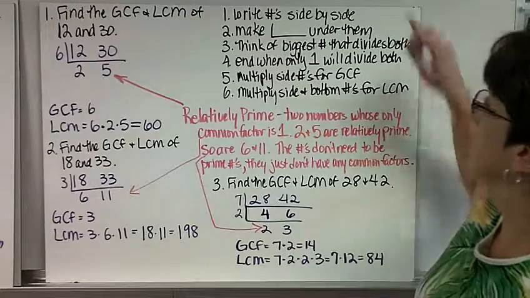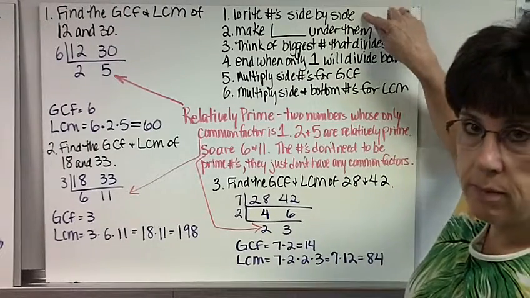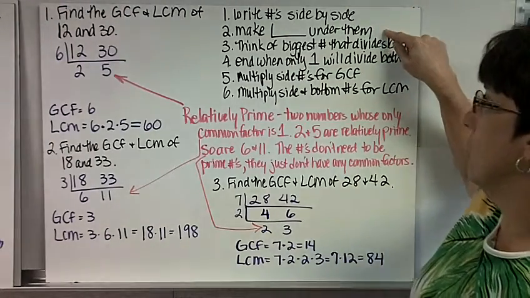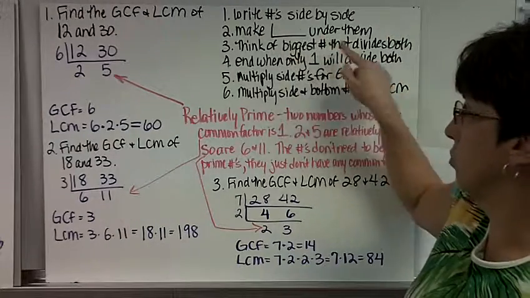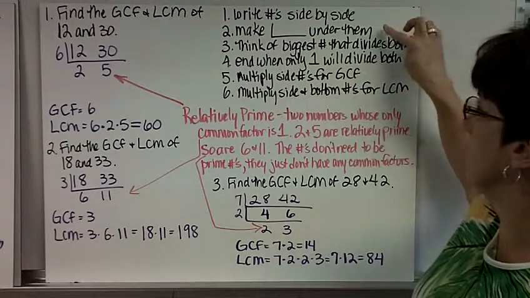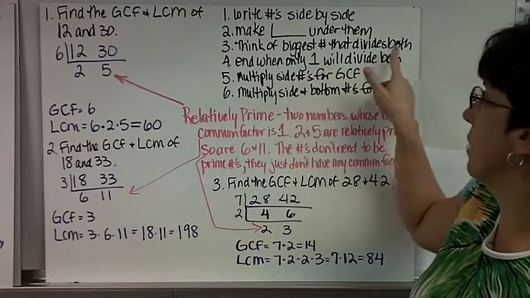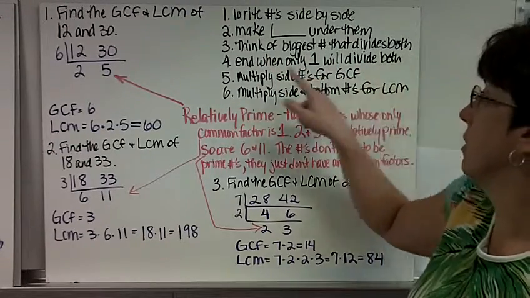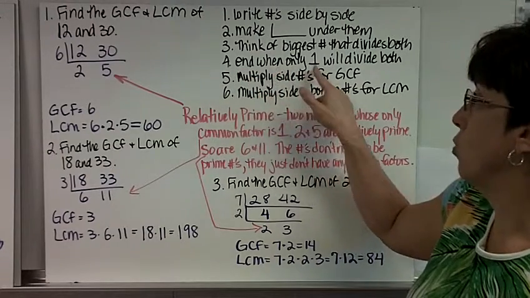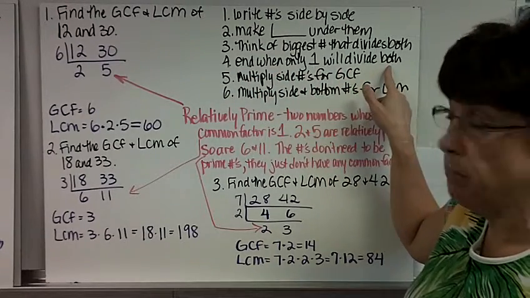All right, I hope we're back. Number 1, write the numbers side by side. Number 2, make a ladder rung, like an upside down division symbol underneath them. Number 3, think of the biggest number that divides both of your numbers. Number 4, end when only one will divide both of them.